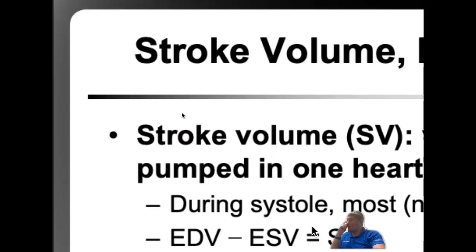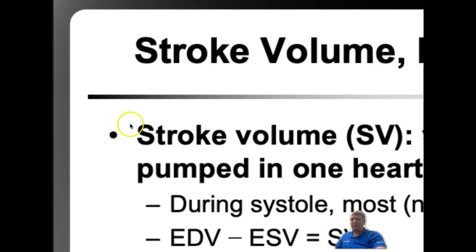So there is a formula, you may need to know this. This is a rough one. The stroke volume is the amount of blood that is pumped in one heartbeat. So the end diastolic volume minus the end systolic volume equals the stroke volume. Generally speaking, it's going to be 100 milliliters, depending on how big your heart is, but we're just making it nice, easy numbers here.